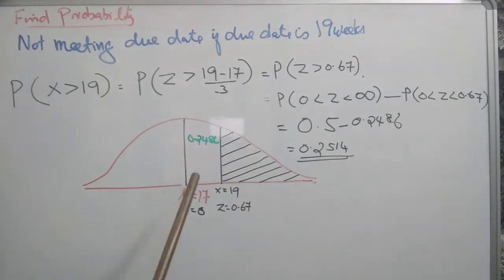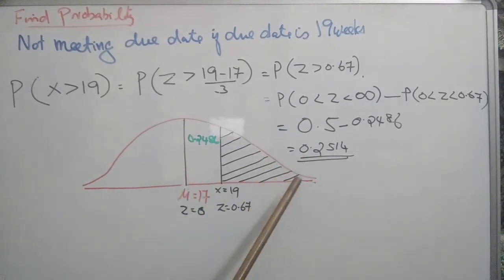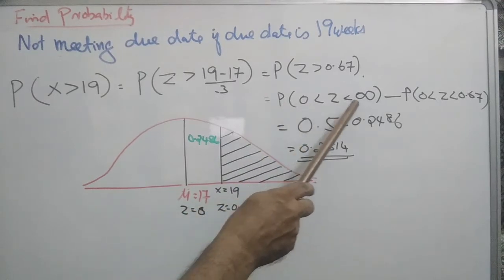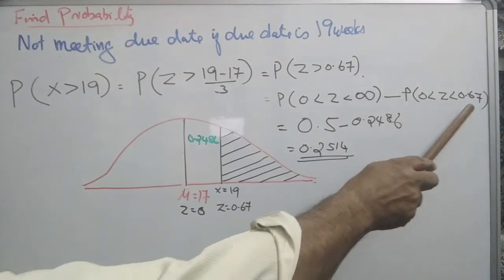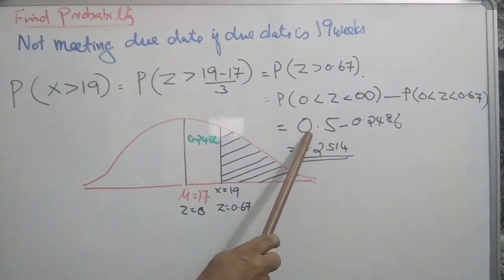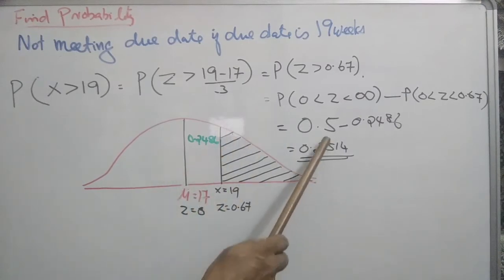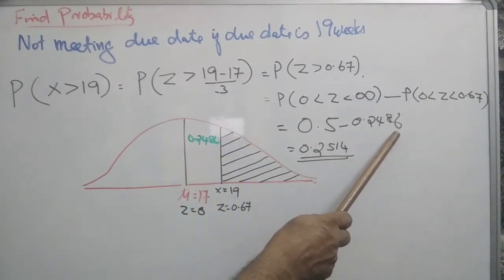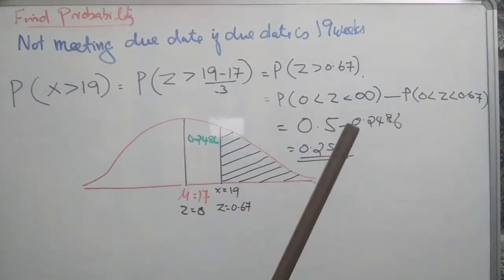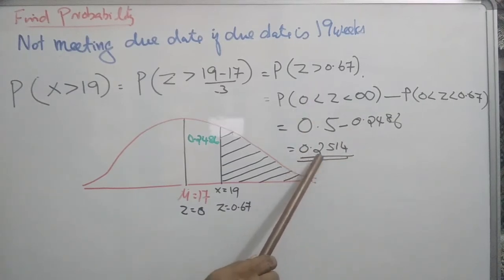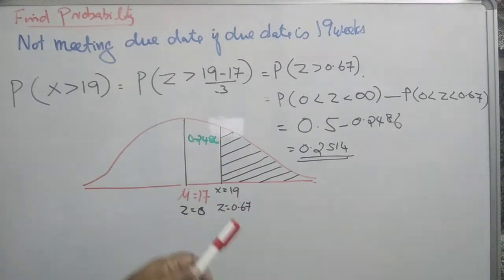That is to the right of the entire area. The area to the right of 0 is 0.5. Probability of 0 less than Z less than infinity minus this portion, that is 0 less than Z less than 0.67. That is 0.5, the area to the right of 0, minus 0.2486 from standard normal tables for an area up to 0.67. So this area is 0.2514. Therefore, the probability of not meeting the due date if it is 19 weeks is 0.2514, or 25.14%.